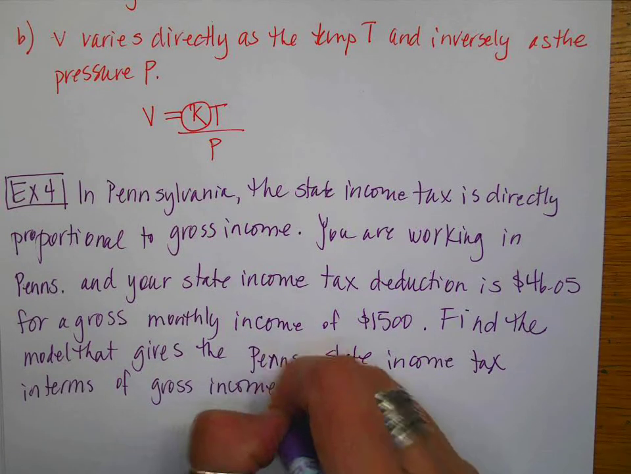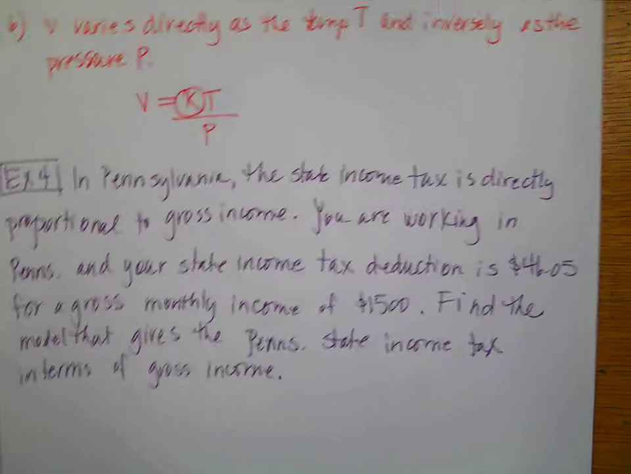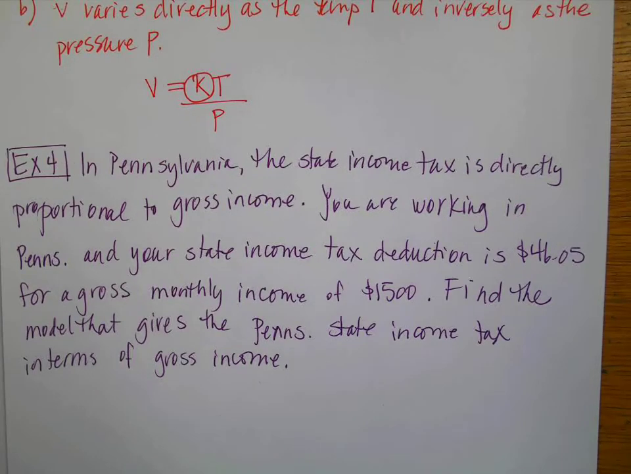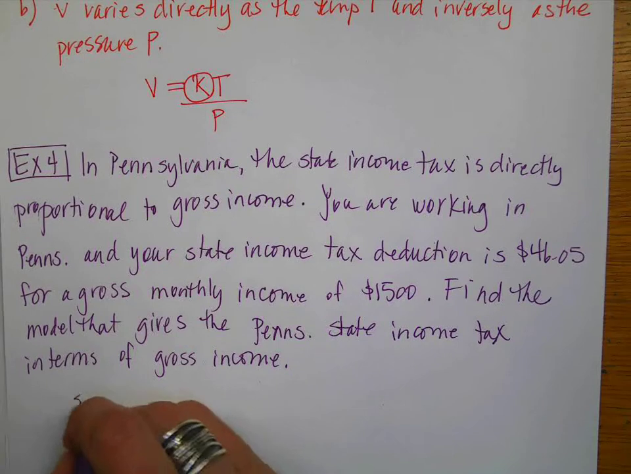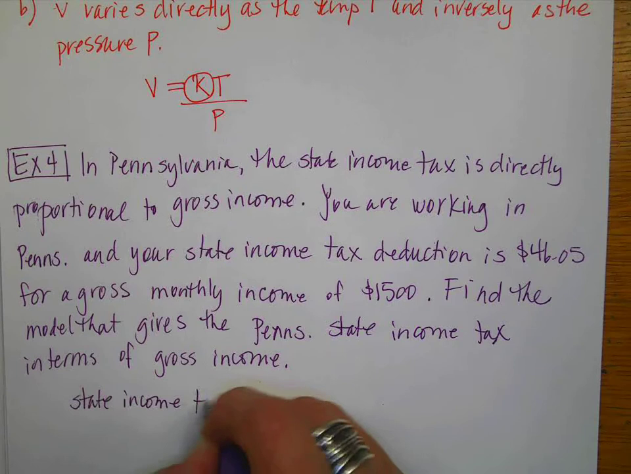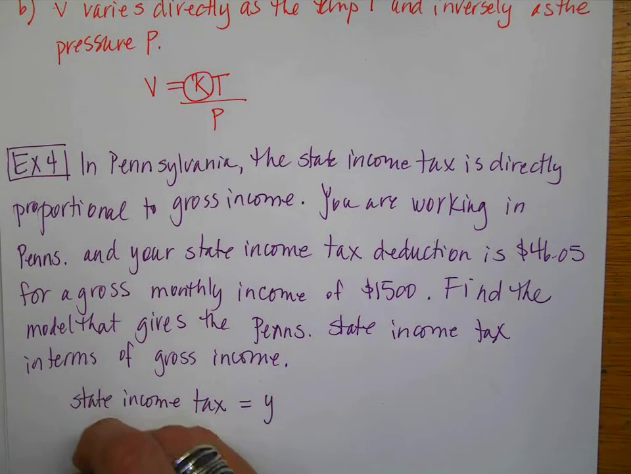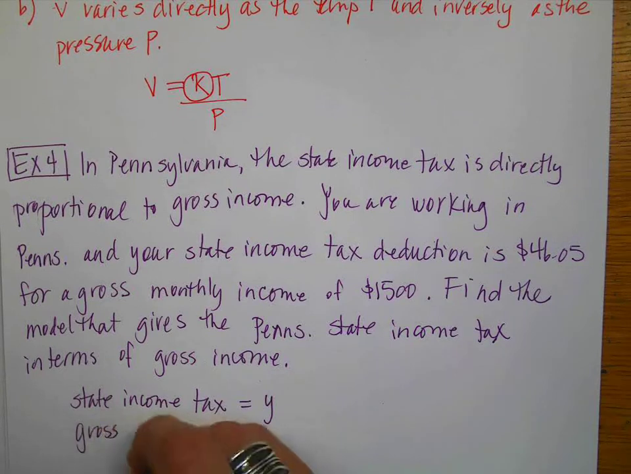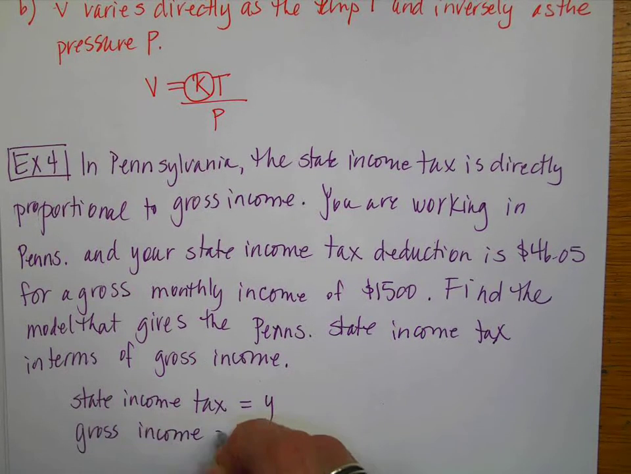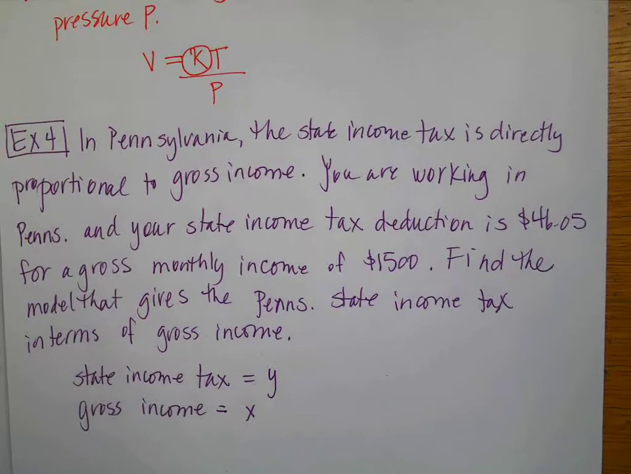Now, when you have a direct or indirect or any type of variation problem, and it is written as a word problem, the first thing that you should always do is define your variables. So I'm going to say that my state income tax is going to equal Y, and my gross income is going to equal X.